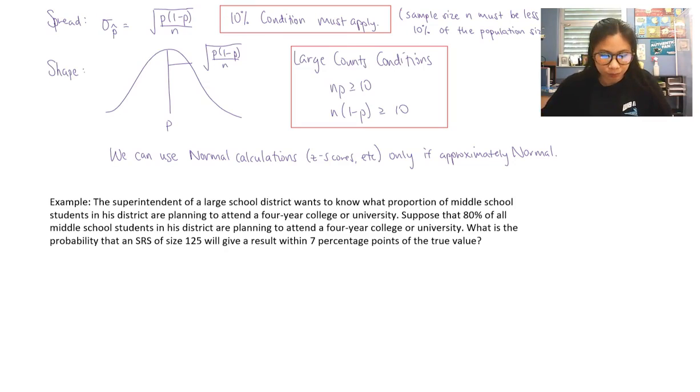I've highlighted a couple of things here. First, it says, suppose that 80% of all middle school students. Right there, they're talking about all middle school students, which is our population. So 80% would be the proportion of that population. Basically they're telling us p, our population proportion, is 80%, or we can write it as 0.80.